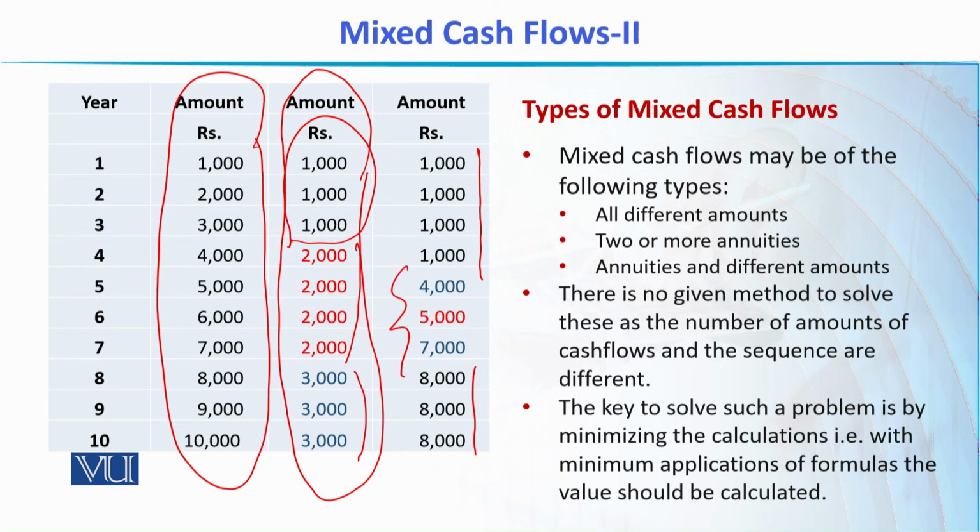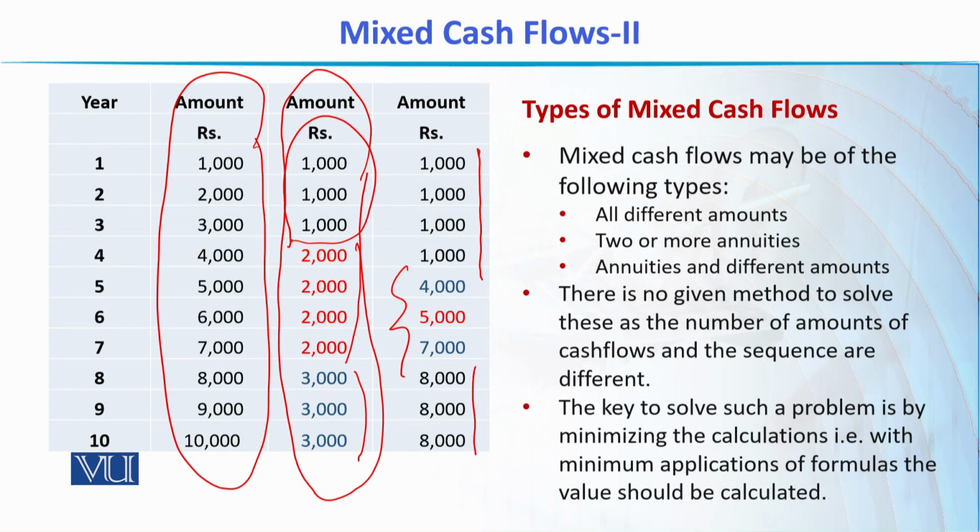For example, if we look at the first column where all the amounts are different, here we will have to individually compound or discount each amount in order to get the future or present value. The second column has three entities; in these we will have to apply the formula to each entity one by one to calculate its present or future value, and then discount or compound it further so that we can bring it to one point. And ultimately we have to add the answers in order to get the present or future value.